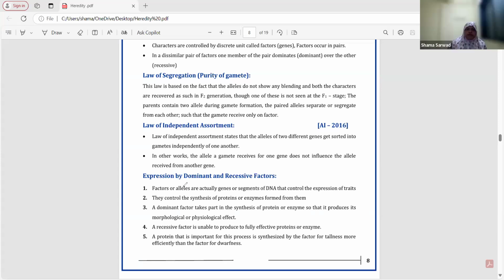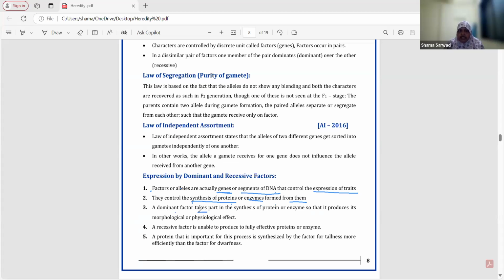See now, expression by dominant and recessive factors. Factors or alleles are actually genes or a segment of DNA that control the expression of traits. They control the synthesis of protein or enzyme formed from them. Because in DNA, we know that DNA is made up of protein, correct?